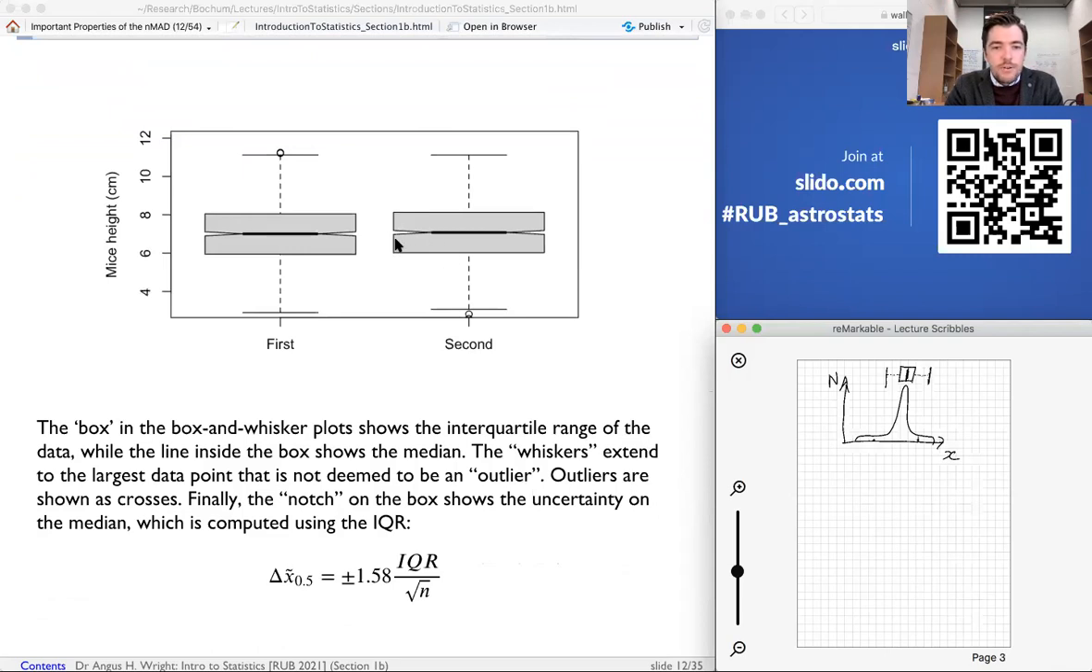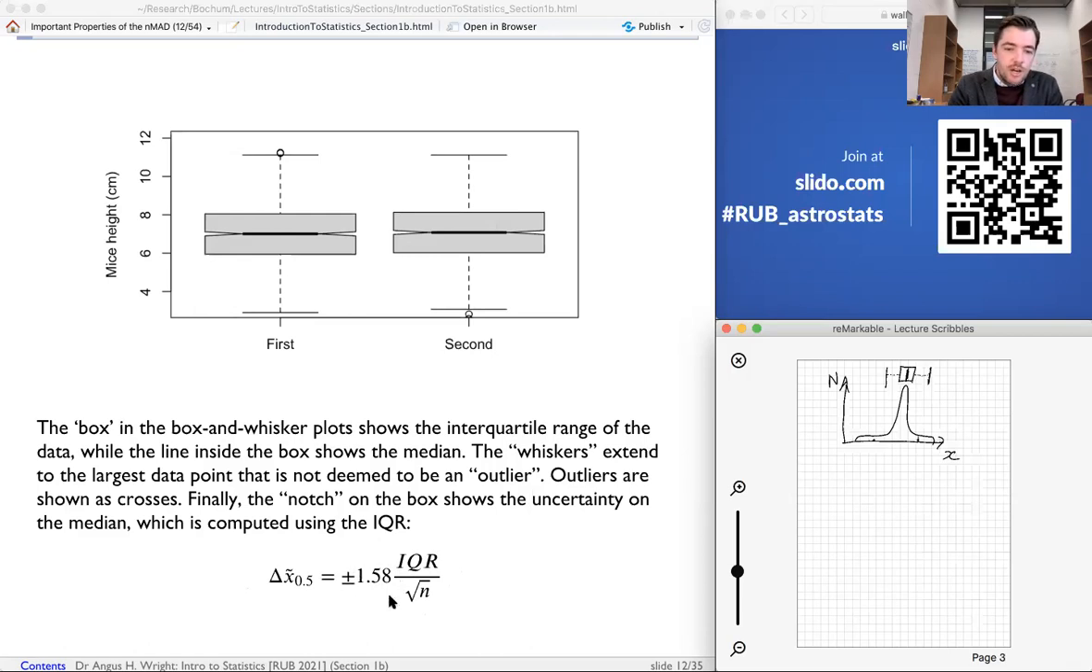The last thing to note here is the notch that you can see on the box and whisker plot, something that you might not see on all box and whisker plots. What that notch tells you is essentially the confidence that I have in where the median sits. This relates to the uncertainty on the median, or rather what's called the 95% confidence region on the median, which is defined using this formula here: plus or minus 1.58 times the interquartile range divided by the square root of the number of data points in the data set.